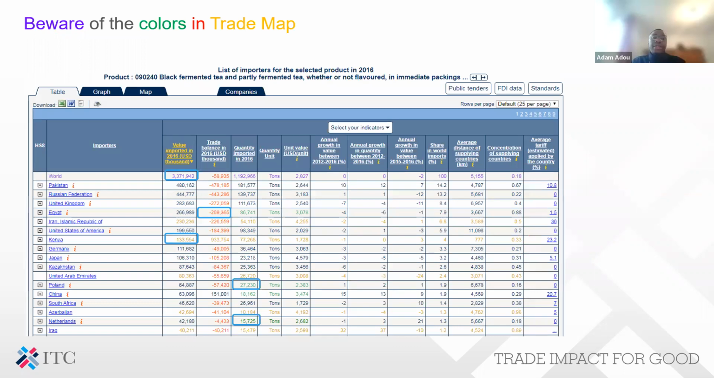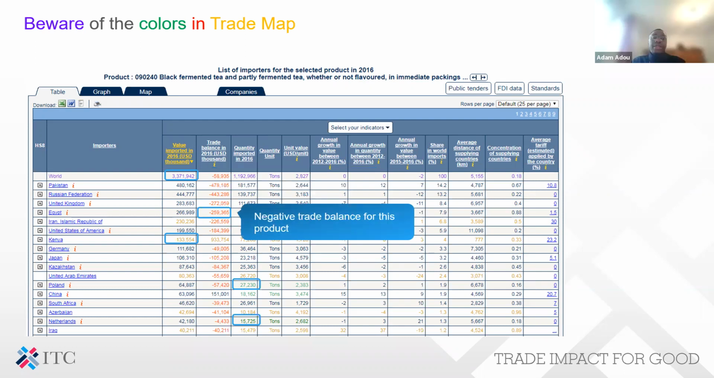Talking about the color, here is the code of color in TradeMap data. So first thing to keep in mind, all the data in purple are world aggregation. So it takes into account data from reporting country and non-reporting country, and we aggregate the trade for the whole world based on the data we have. And this is displayed in purple in general in our tables. So it's aggregation of reporting and non-reporting countries.